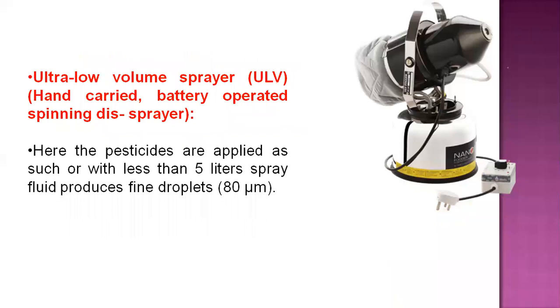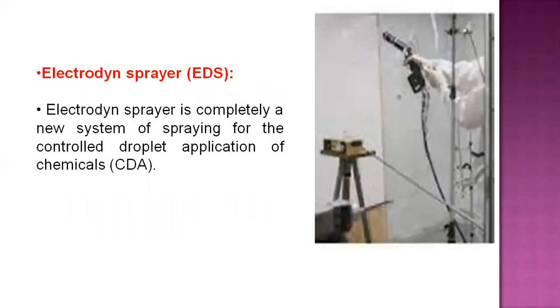Now this is a newer type of sprayer, where pesticide is applied with less than 5 liters of spray fluid and produces very fine droplets of around 80 microns. It is called an ultra low volume sprayer, a hand carried battery operated sprayer. Now the last one, the electrodyne sprayer. This electrodyne sprayer is a completely new system of spraying, used for controlled droplet application of chemicals, and generally used in experiments. So overall, these are all the spraying equipment used for different purposes. Okay, so thank you.